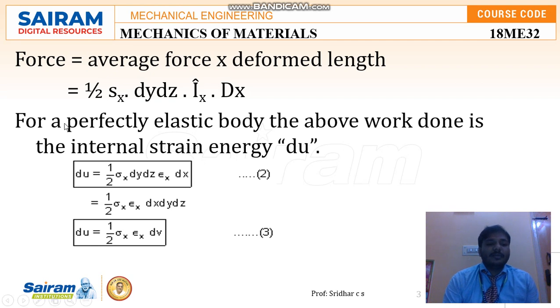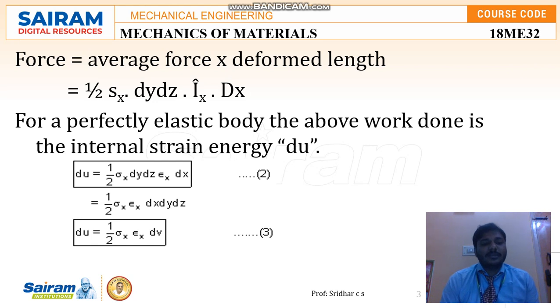Now we can rewrite this equation as half into sigma x into summation of epsilon x, shifting the summation of epsilon x to the left side and rearranging dx, dy and dz on the right side. When we rewrite this, du is the work done for the internal strain energy. So du, the work done for an internal strain energy, will be equal to half into sigma x into summation of epsilon x into dv.